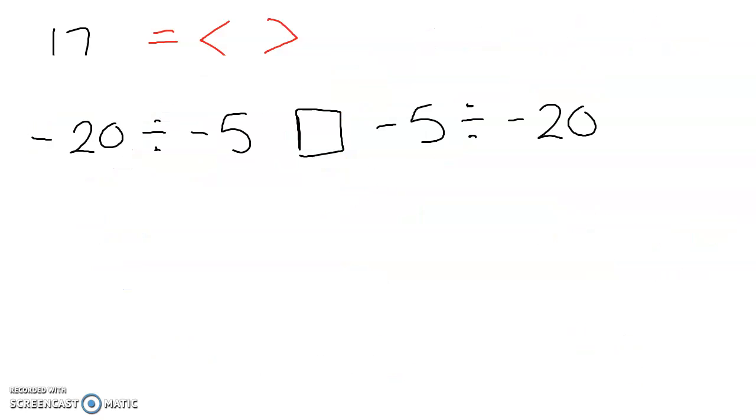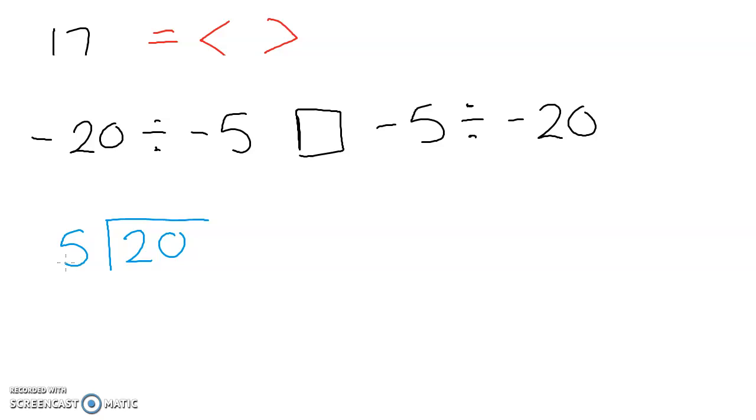And finally, we have part D. We have a negative 20 divided by a negative 5 compared to a negative 5 divided by a negative 20. All right, per usual, we can ignore the signs at first and do our division like normal. So in this case, it's 20 divided by 5.